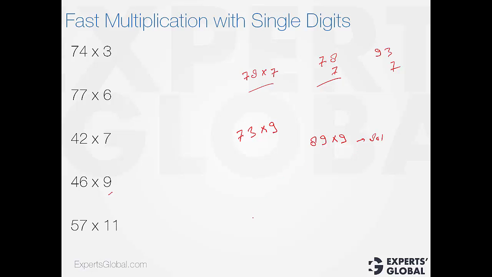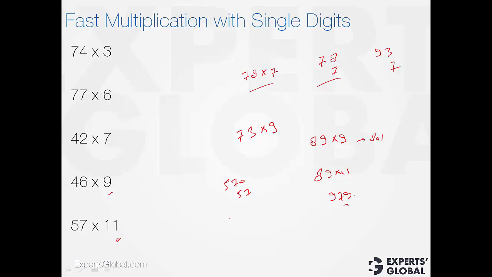Multiplying by 11 is relatively much easier, and I would say smarter. 57 into 11. So always multiply by 10 and then add once. So 570 plus 57, 627. So 11 is easy to multiply with. If you had something like 89 into 11, so 890 plus 89 is 979.